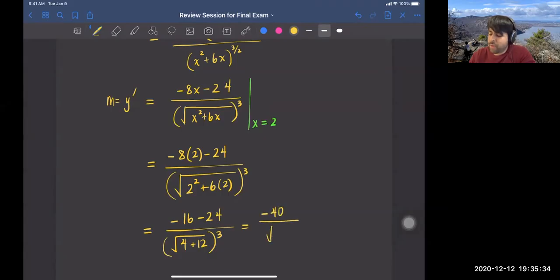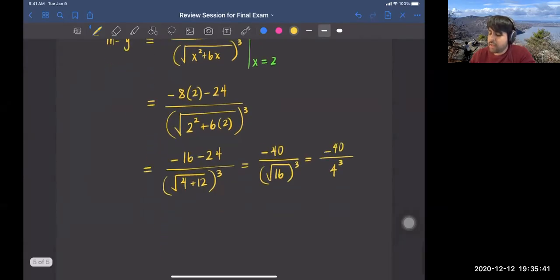-40. This is the square root of 16 cubed, but the square root of 16 is 4. 4 cubed, -40. This equals -40 over 64. Divide everything by what? I can divide everything by 8. 8 is a bigger number. Divide everything by 8 and I get -5/8. So the slope, what is this? This is the slope of the tangent line. You see that?